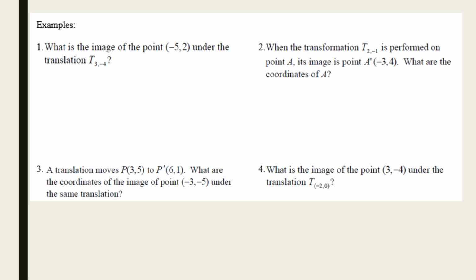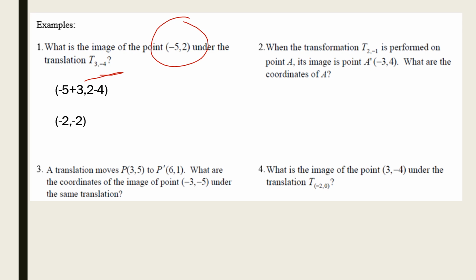A fast way to do this, if you want a shortcut, is to realize that it's just adding. You take your point, -5, and add the 3 because it's positive. Or you take the point 2, and then it would be -4, so 2 minus 4 to get -2, -2. So you can either physically move it as we showed in the previous slide, or you can just do the shortcut.